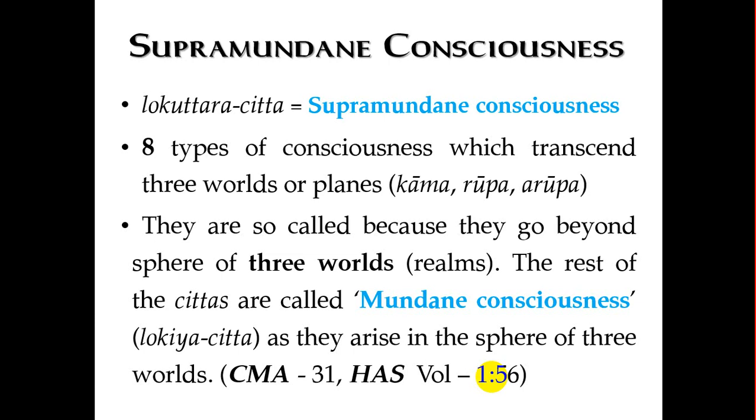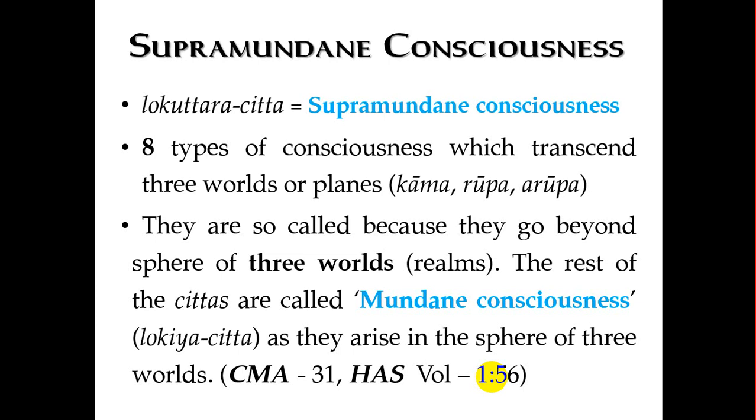When you attain one of these types of consciousness, you can experience nibbana. You can experience the bliss of nibbana when you attain one of these eight types of consciousness, right? Therefore, it is called lokuttara. They transcend the three worlds or planes. The rest of the cittas, kama citta, rupa citta, arupa citta, are called mundane consciousness because they arise in the sphere of the three realms, the three worlds. So they cannot transcend. They are still within the three realms. Therefore, they are called mundane consciousness.